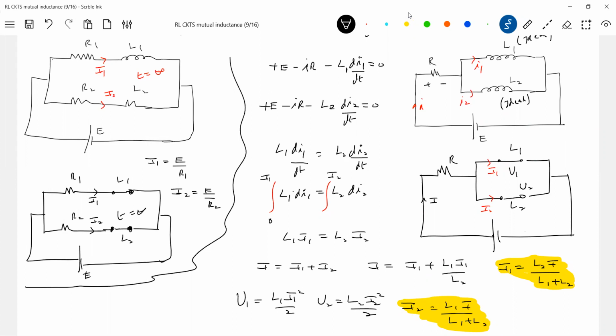So altogether, the basic general rule is: write KVL, apply KCL, and analyze the problem. Then you'll be on the safer side.